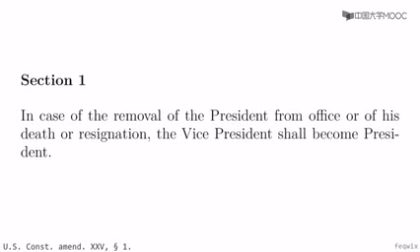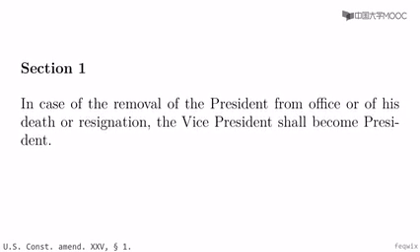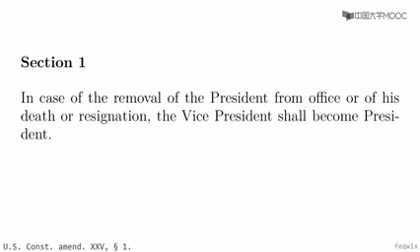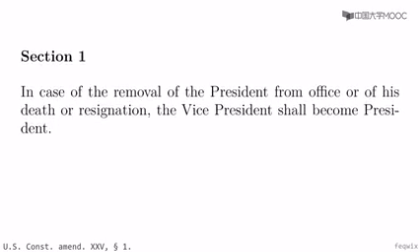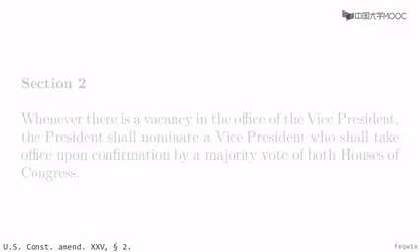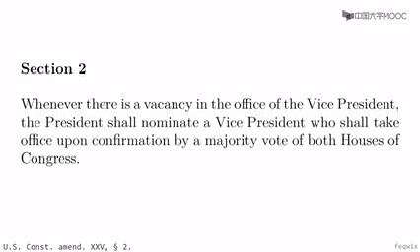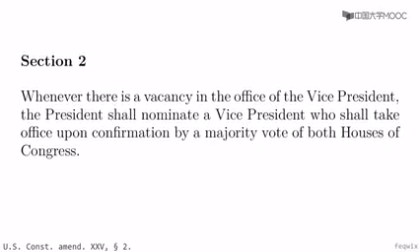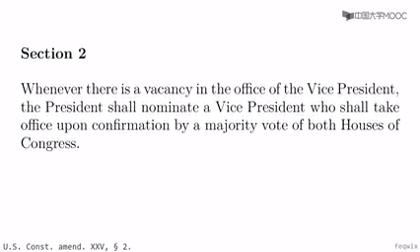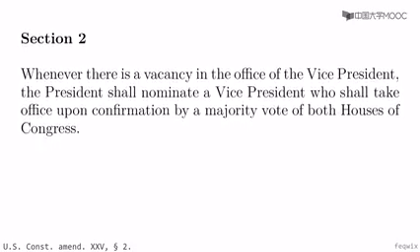Amendment 25. Section 1. In case of the removal of the President from office or of his death or resignation, the Vice President shall become President. Section 2. Whenever there is a vacancy in the office of the Vice President, the President shall nominate a Vice President who shall take office upon confirmation by a majority vote of both houses of Congress.